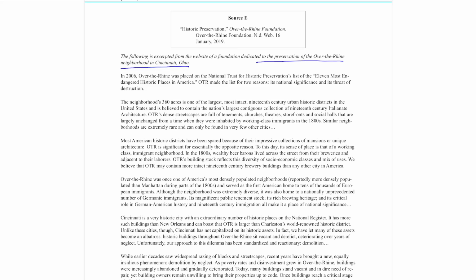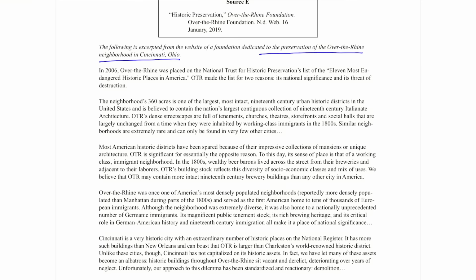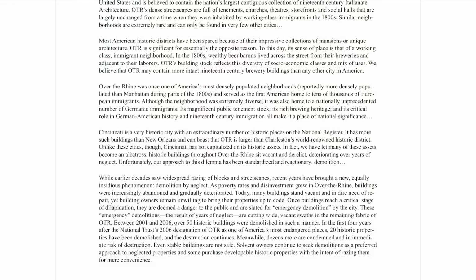And now I'm going to move quickly. Let's see. Okay, a lot of description. I'm going to skip over the details. If I need to come back to this later, I can. Just looking at the time here, I have about 5 minutes left, which is really good because I only have one more source after this. Most American things have been spared. Mansions, unique architecture, working class immigrant neighborhood, wealthy beer barons lived across the street from their breweries, and so on. Over the Rhine was once one of America's most densely populated neighborhoods.